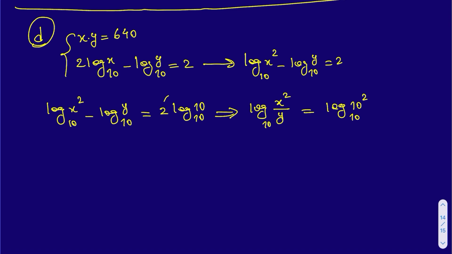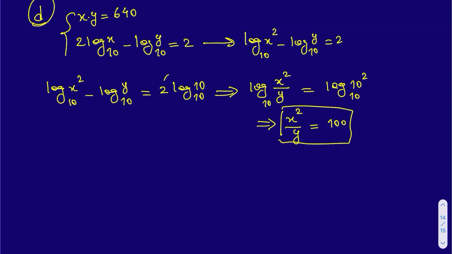So the bases are the same, and the values of the logarithms must be the same. So therefore I can conclude here that x to the power of 2 divided by y must be equal to 100. Okay, so this is one of the findings. So let me rewrite it again here. What we are going to do, we will be solving this simultaneous equation. x to the power of 2 divided by y is equal to 100.